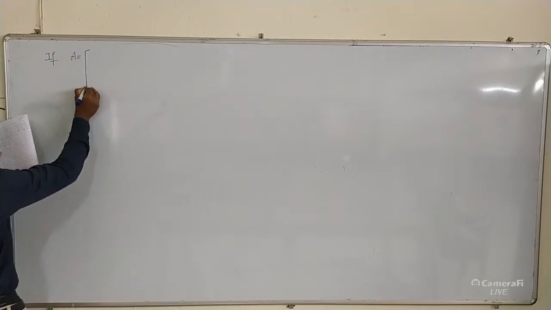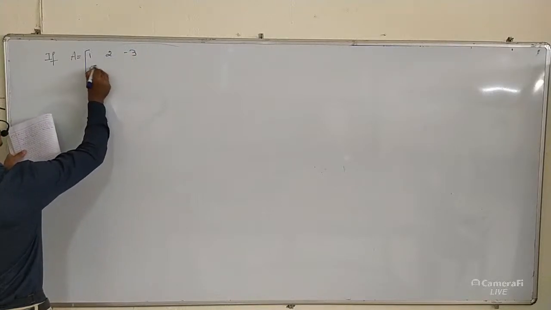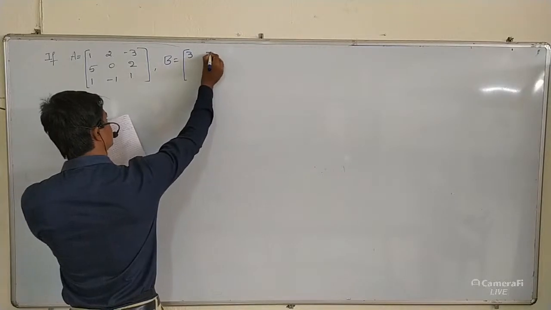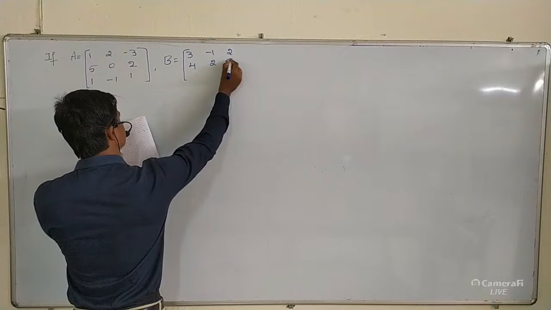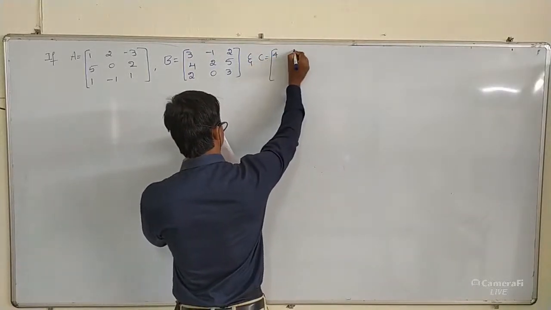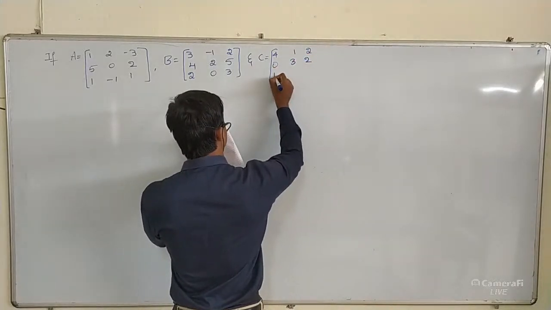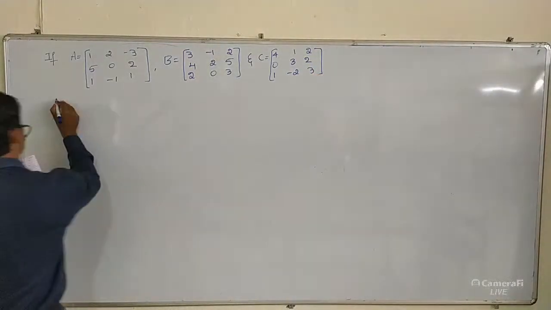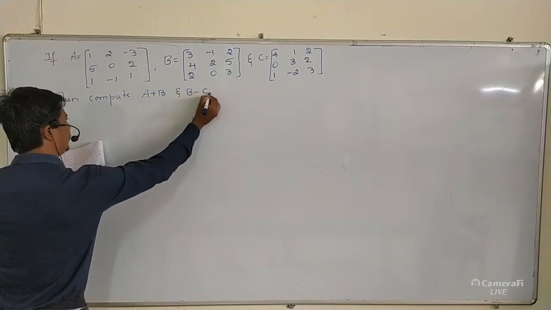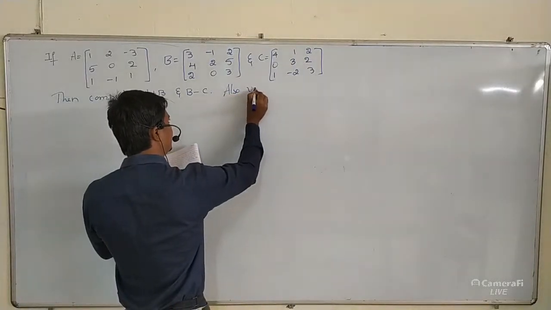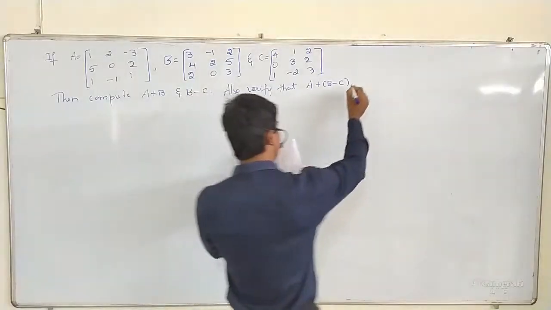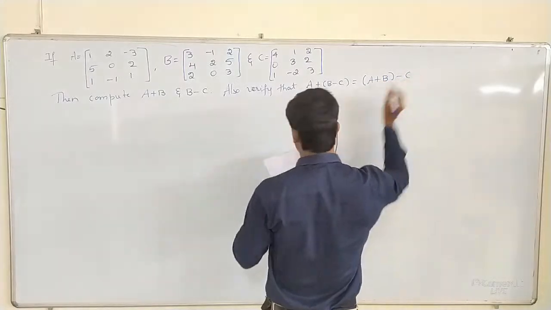If A equals, we are given the matrix A, comma, B equals, and C equals, then compute A plus B and B minus C. Also verify that A plus (B minus C) is equal to (A plus B) minus C.